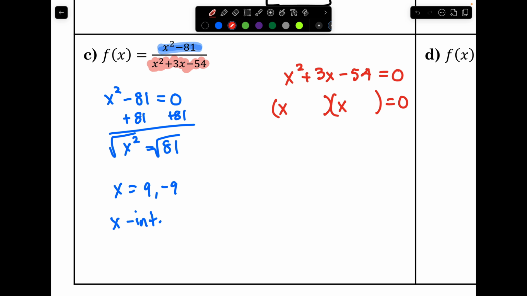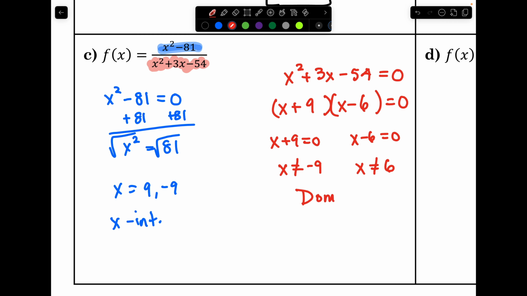So we have x and x. We have a positive and a negative there. And the factors of 54 to give us 3 would be 9 and 6. So x plus 9 equals 0 means that x will equal negative 9. So we're going to exclude that number. And x minus 6 equals 0 means that x would have to be positive 6. So that number right there would have to be excluded as well.